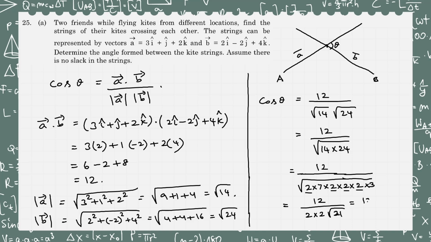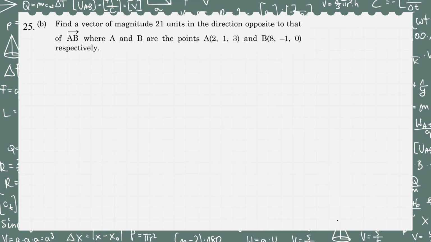So this is like 12 by 4 root 21, which is 4 and 12 can be cancelled 3 times, so 3 by root over 21. So cos theta equal to 3 by root over 21. So theta equal to the angle between the strings equal to cos inverse of 3 by root of 21. Let us move on to the second option of question 25.